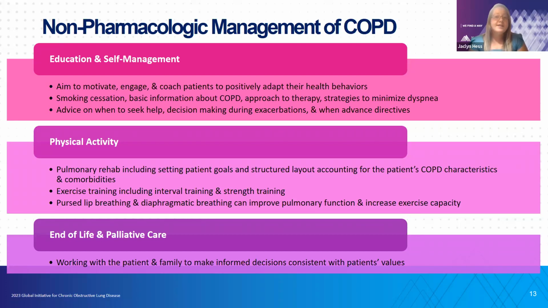With regards to physical activity, most of these patients over time become less active, and that predisposes them to reduced quality of life, and they typically then have increased hospitalizations and mortality. As mentioned, pulmonary rehab can be highly beneficial in some of our higher risk patients, especially post-discharge from an exacerbation. And then we want patients to be active with regards to interval and strength training, and then utilizing pursed lip and diaphragmatic breathing can help improve pulmonary function and then increase their exercise capacity over time.